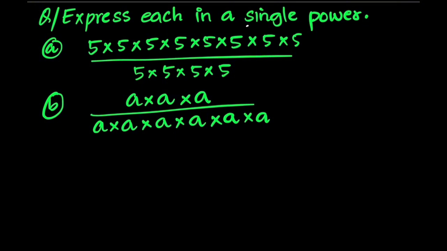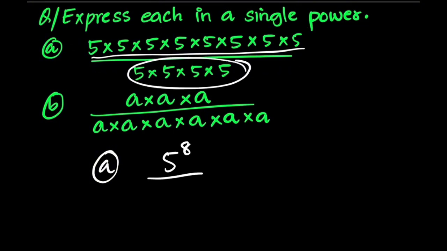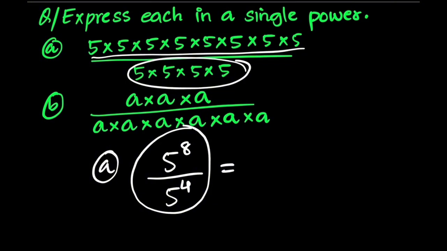Now let's look at another problem which says express each in a single power. So we need to simplify this. Let's simplify part A. In this expression, 5 is repeated 8 times in the numerator, so the numerator becomes 5 raised to 8, divided by, and 5 is repeated 4 times in the denominator, which becomes 5 raised to 4. Since the powers with the same base are being divided, write the same base and subtract the exponents, that is 8 minus 4, which equals 5 raised to 4, which equals 625.